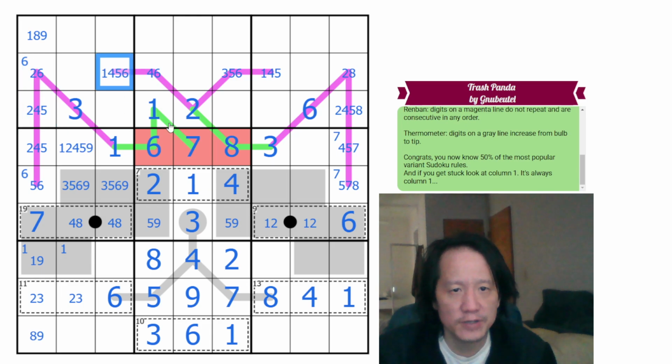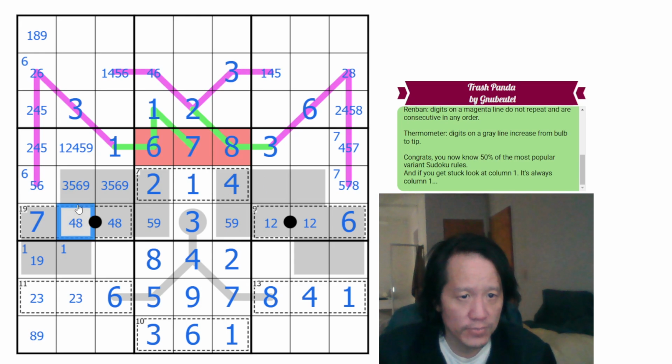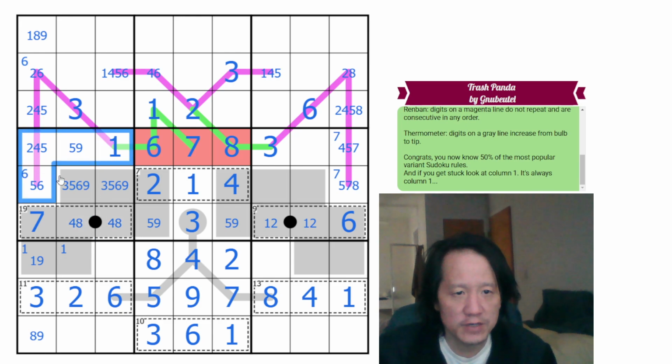This can't be 3. Where is the 3 in this Renban line? It can only be here. So therefore, this is the 3. This is now 2. This can't be 3 now, so this is 2, which makes this a 3. This can't be 1 or 2, so this is 4, 5, or 9. But this can't be 4 because of this 4, 8 pair in box 4. And this can't be 4 because of the 4, 8 pair in box 4.